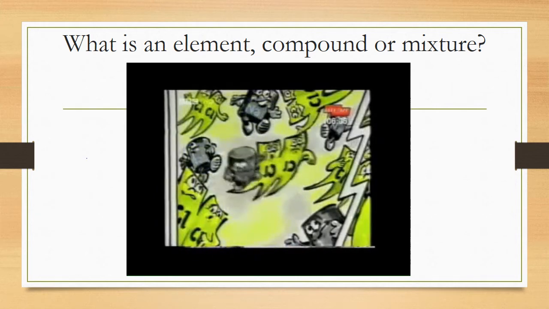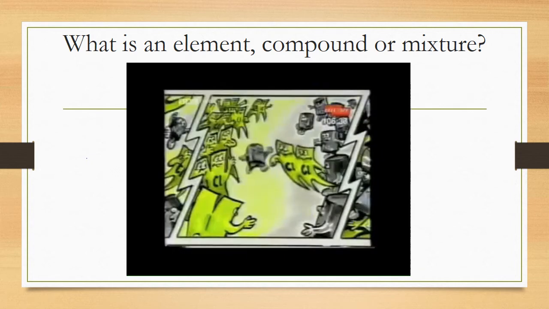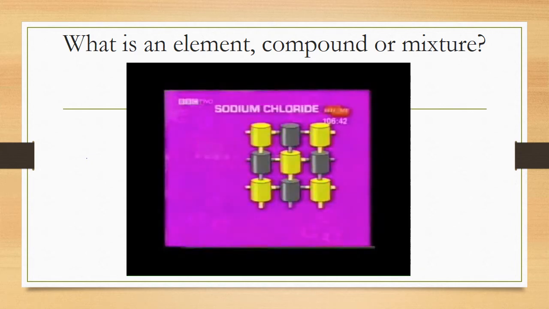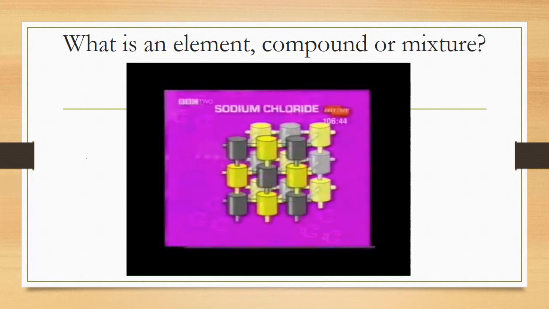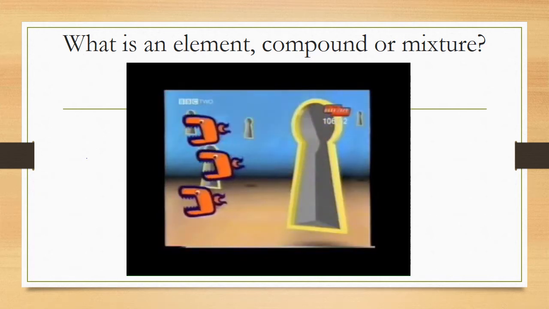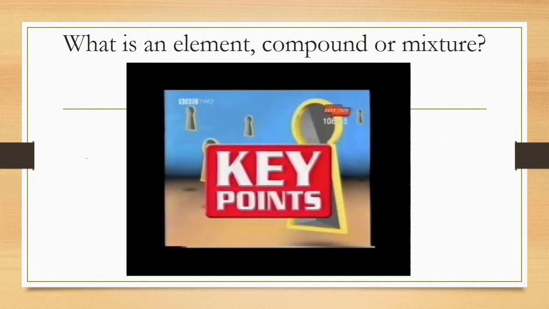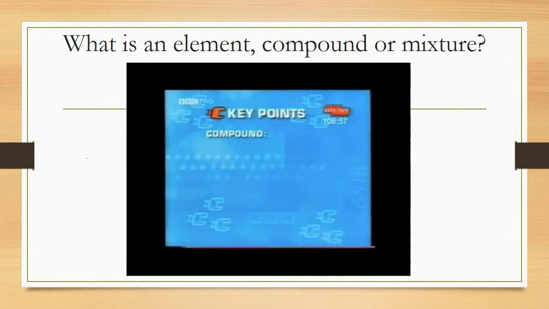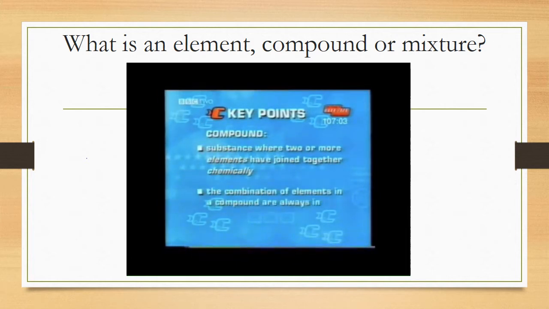They can be mixed together, but they keep their own characteristics and are easily separated. Or they can join together chemically. They're much harder to separate now. The chemical combination is called a compound. So a compound is a substance where two or more elements have joined together chemically, and the combinations of elements within these compounds are always in fixed proportions.